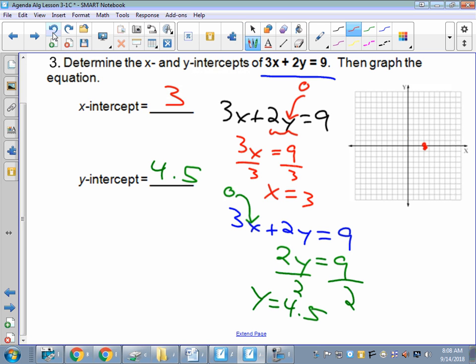1, 2, 3, 4, somewhere in here. Oh, great. Nice smartboard here. 2, 3, 4. So let's try that. There, good. So now I can take a straightedge and draw a line through those 2 points.